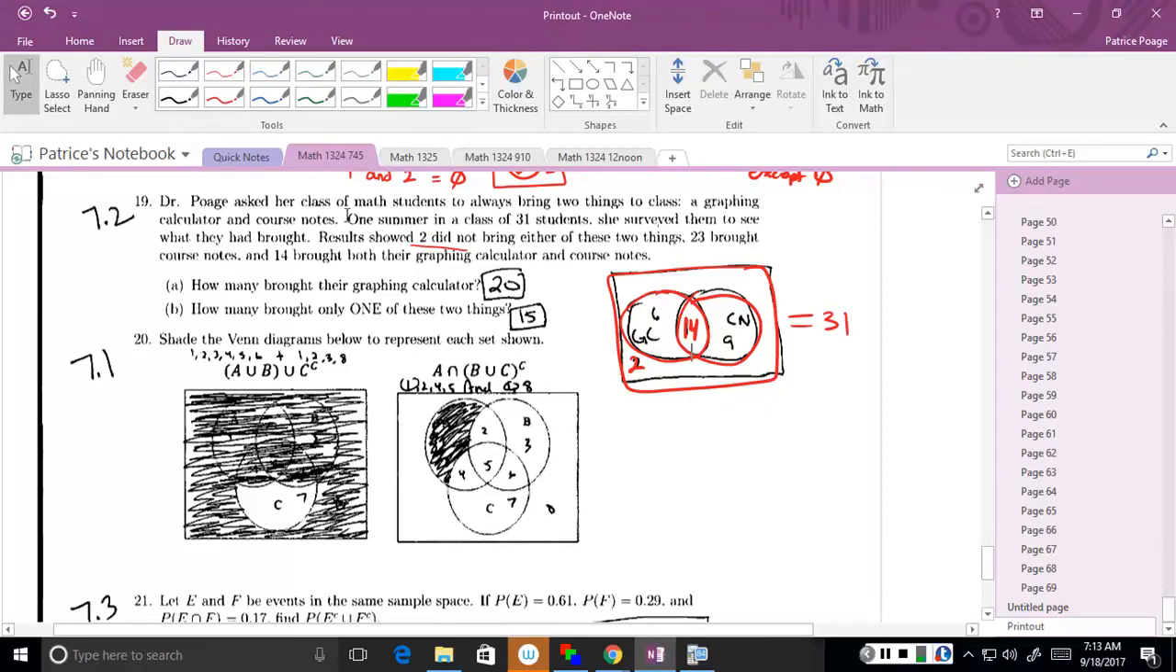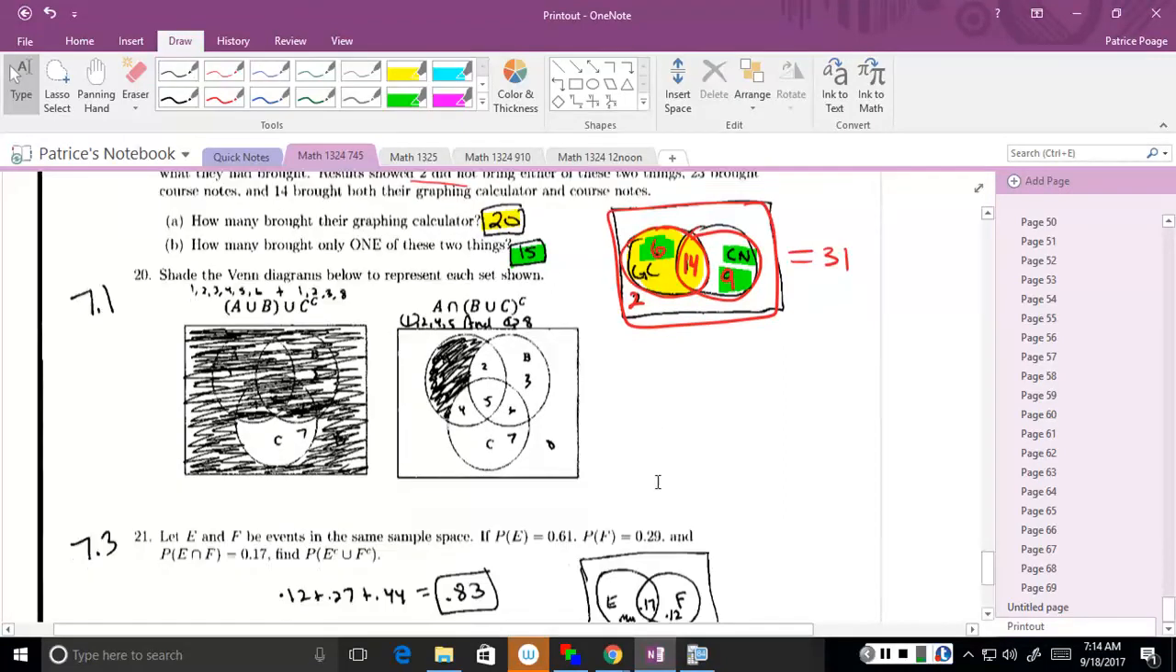Then I can back up. If 23 brought the course notes and I already have 14 in there, then 23 minus 14 tells me 9 is right there. And if all of that adds up to 31, then I can do 31 minus these numbers and get 6. So it says how many brought their graphing calculators. So here's my graphing calculator circle. It adds up to 20. How many brought 1 of these two things? So graphing calculator only or course notes only, which would be 6 plus 9, which is 15.